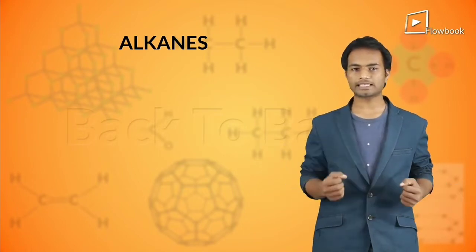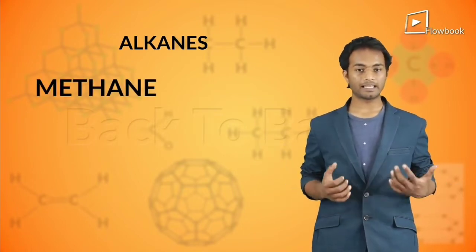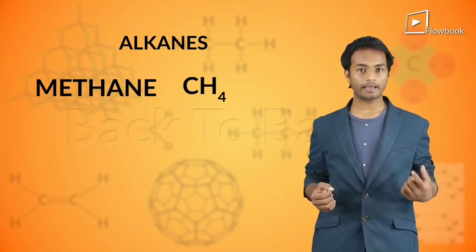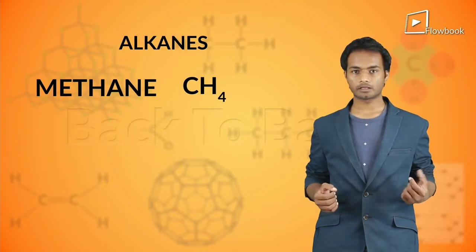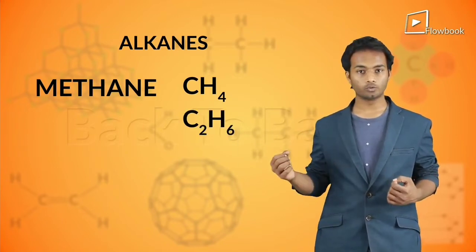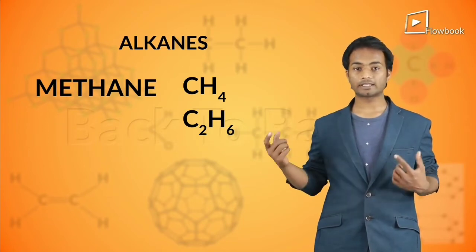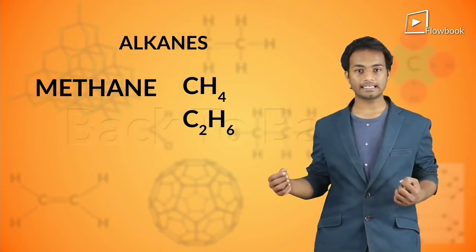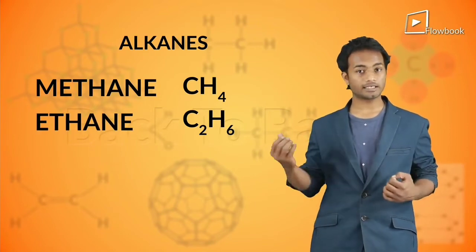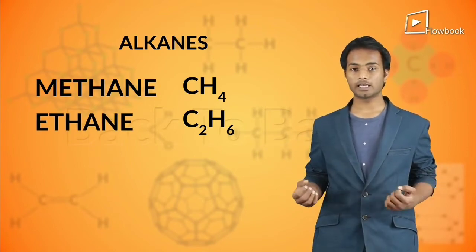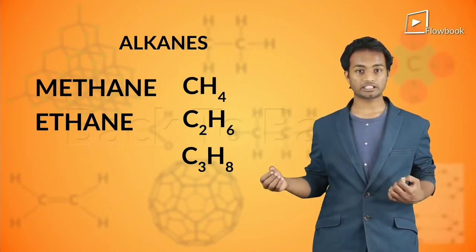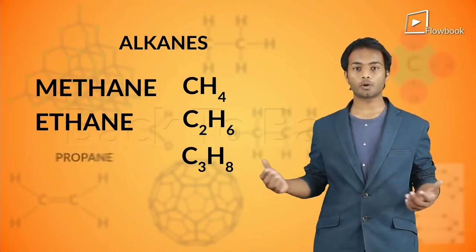Now take the simplest alkane, methane. Methane is CH4. That means it has one carbon and 4 hydrogen atoms. Now throw in another CH2 in this. That becomes C2H6. Now this is the second in the series of alkanes, which is ethane. Now throw in another CH2 in there. This becomes C3H8. This is the next iteration of alkanes, which is propane.